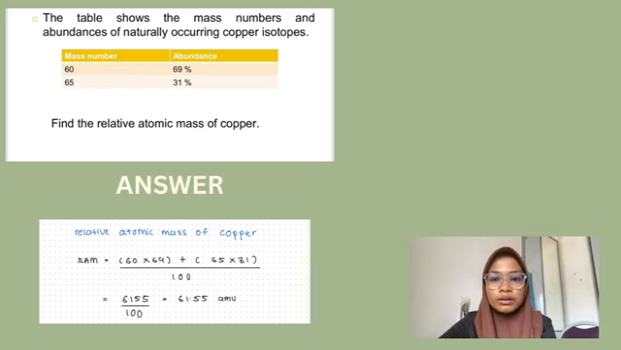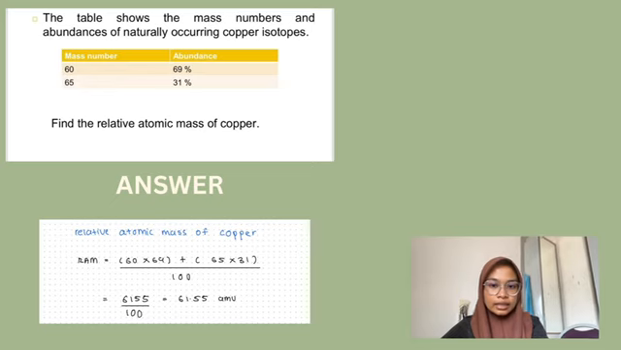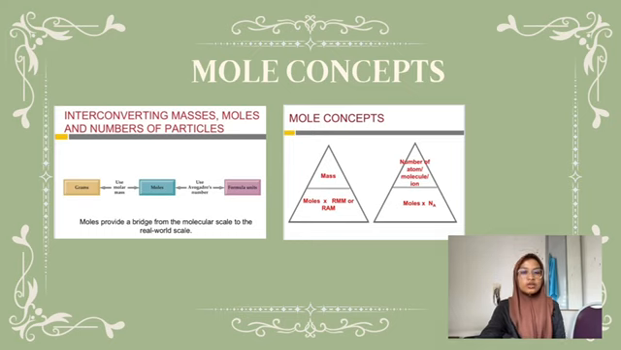We have to find the relative atomic mass of copper. For this question, we use the formula of RAM, relative atomic mass. So we use 60 multiplied by 69% plus 65 multiplied by 31%. Then we divide it and we will get 61.55 amu. So we continue to other slides about the mole concept.